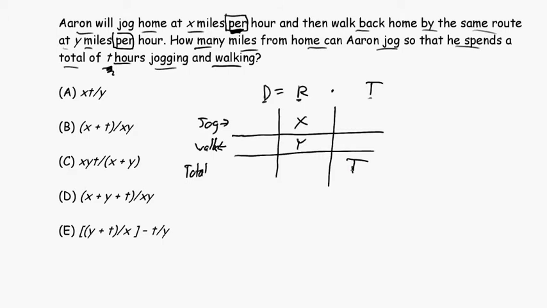And what they love to have here is sometimes having the distance or even the time or even the rate being the same. And here our distance is the same, right? Because he's jogging home and then walking back home. So it's got to be the same distance. So it's got to be D and D. That's how I'm going to assign the distance.